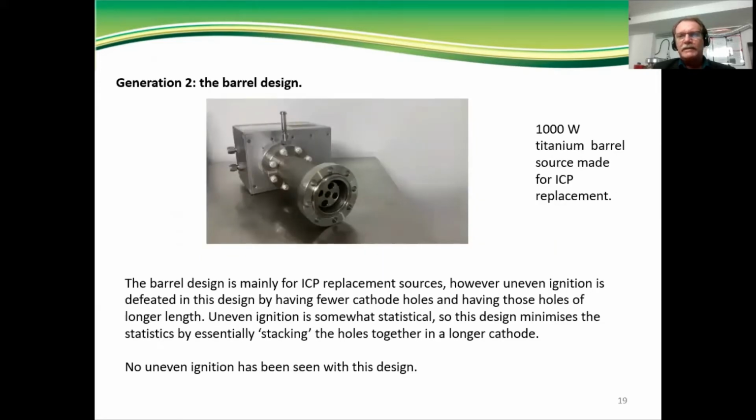But when we went to replacing ICP and microwave sources, because ICP sources usually use a 1-inch quartz or alumina tube, quite small sources, we developed very much smaller hollow cathodes, so barrel type structures with a few holes. Here you can see there's only 5 for this particular plasma source. And it's a very much longer cathode, and that length increases the probability of all the holes striking at once, because you're sort of stacking up a number of holes on top of each other, if you like. So this solution struck very reliably for a small area source.